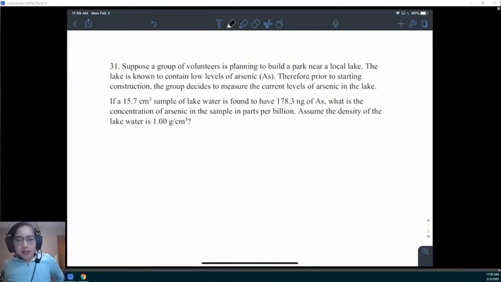All right, guys, so this is the last question I'm going to show for chapter 3 Sapling homework. It's question 31, the arsenic in the lake question. All right, so let's read this.